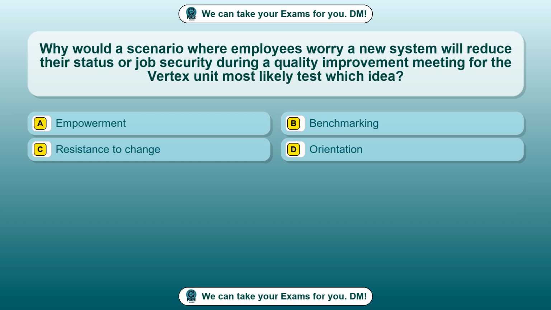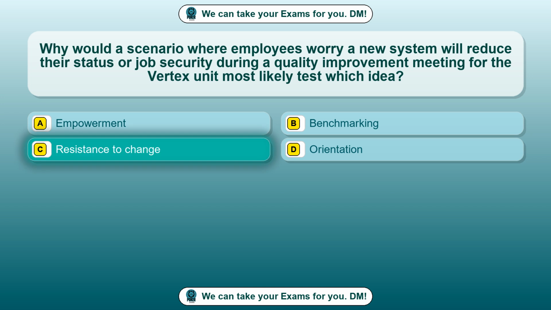Question 23. Why would a scenario where employees worry a new system will reduce their status or job security during a quality improvement meeting for the Vertex unit most likely test which idea? Option A, empowerment. Option B, benchmarking. Option C, resistance to change. Option D, orientation. The correct answer is option C, resistance to change.